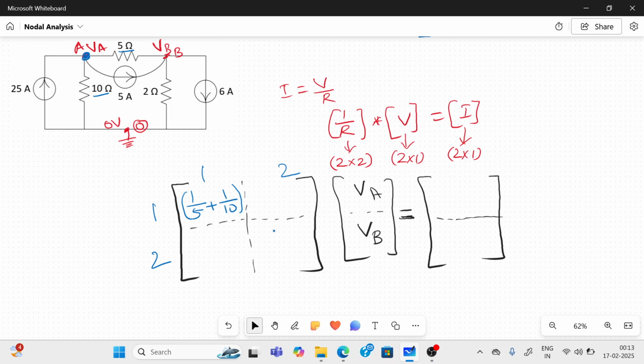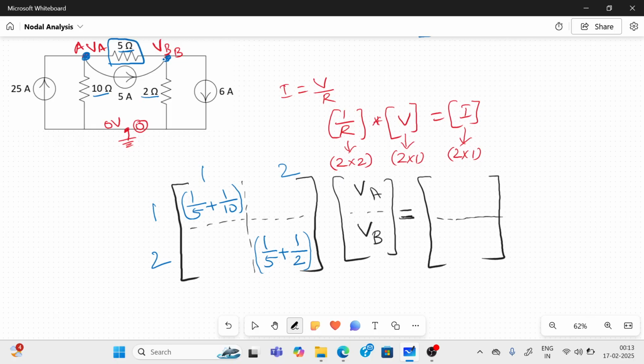Next coming to the second diagonal, what happened? Going to the second node, what are the resistors? 5 ohm and 2 ohm are connected. So then reciprocal of 5, 1 by 5, plus reciprocal of 2, 1 by 2, two resistors. Now coming to the off diagonal, we have to identify the common resistance connected between the nodes. The common resistance connected between the nodes.